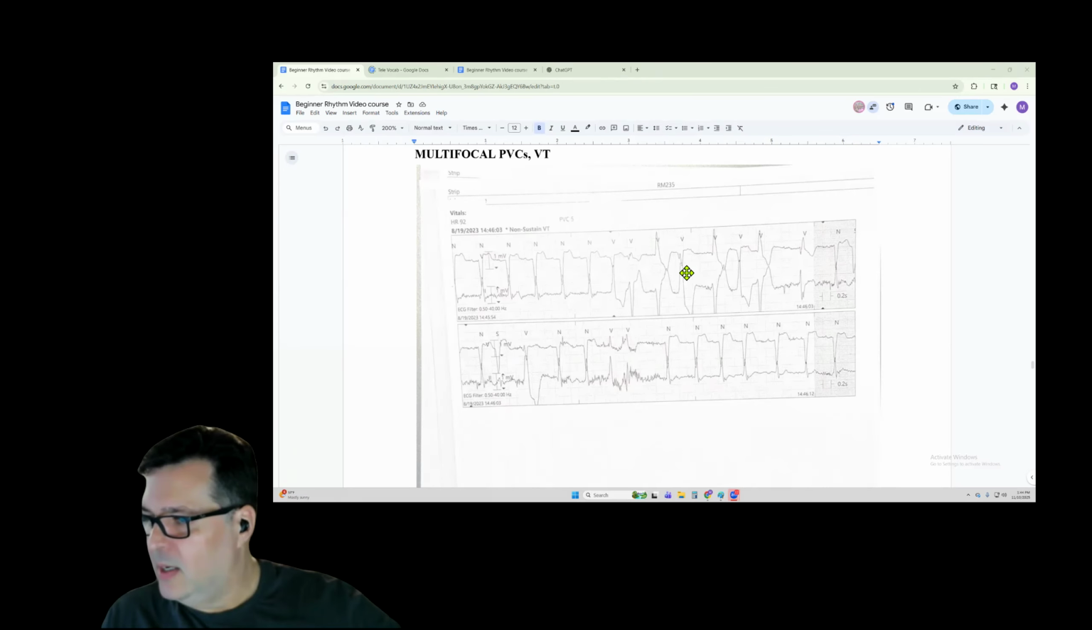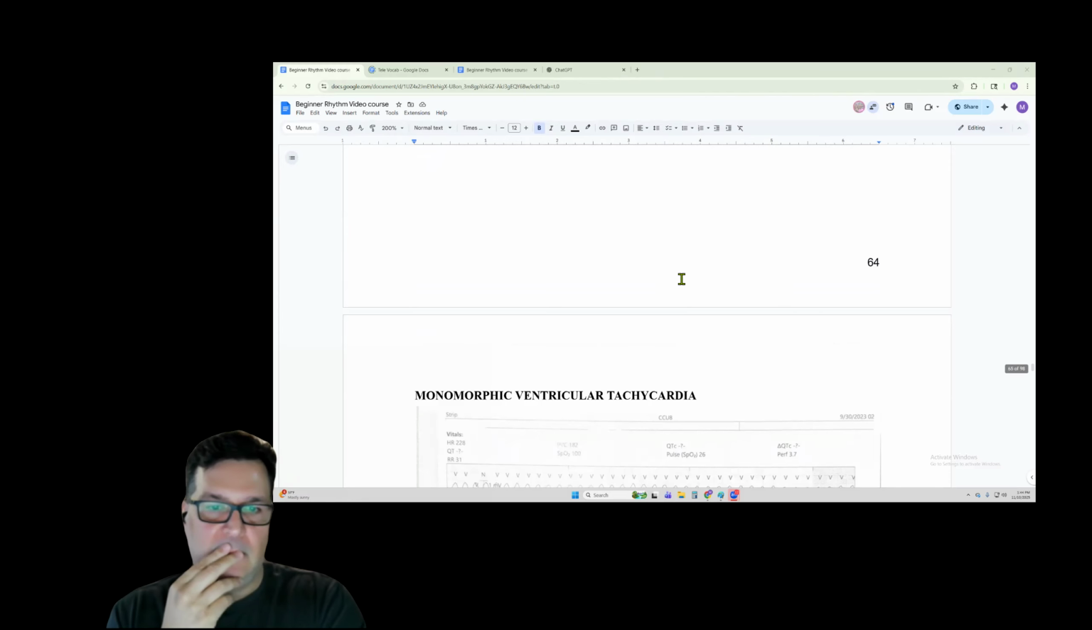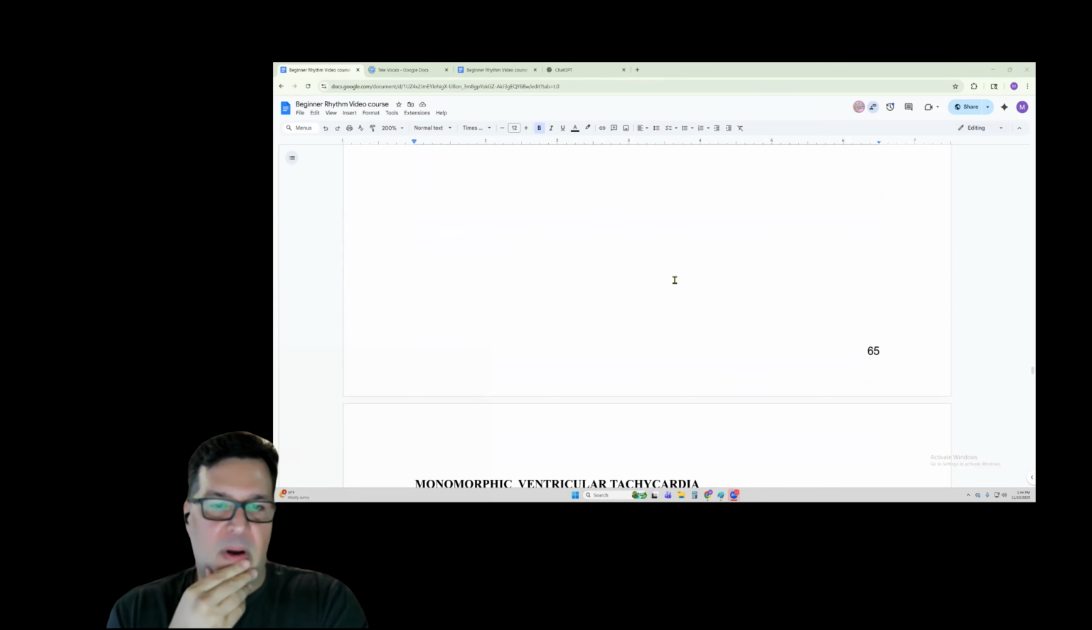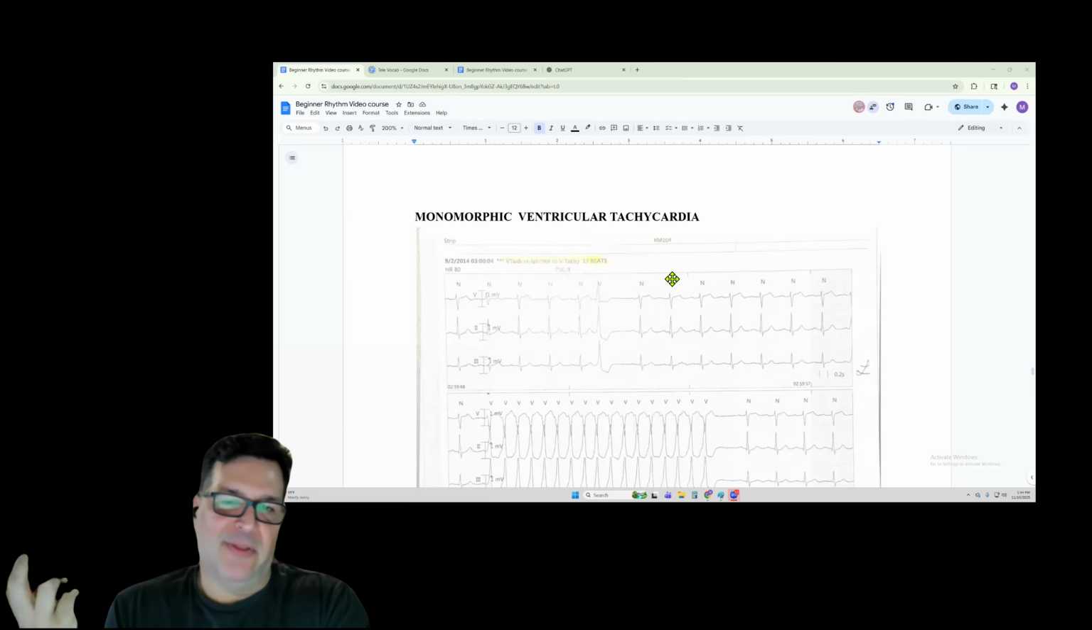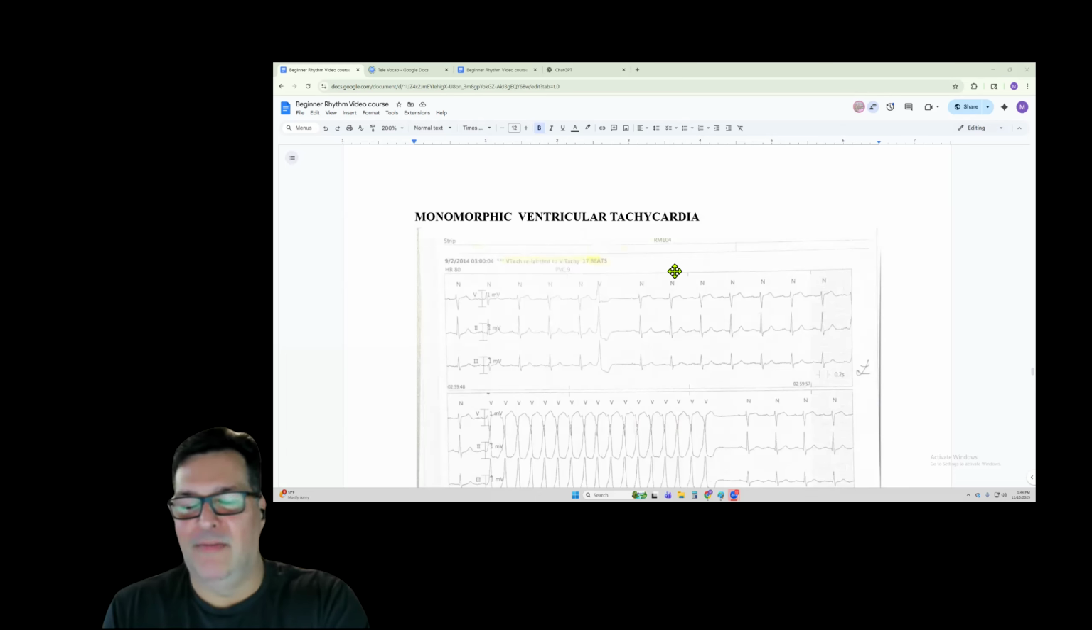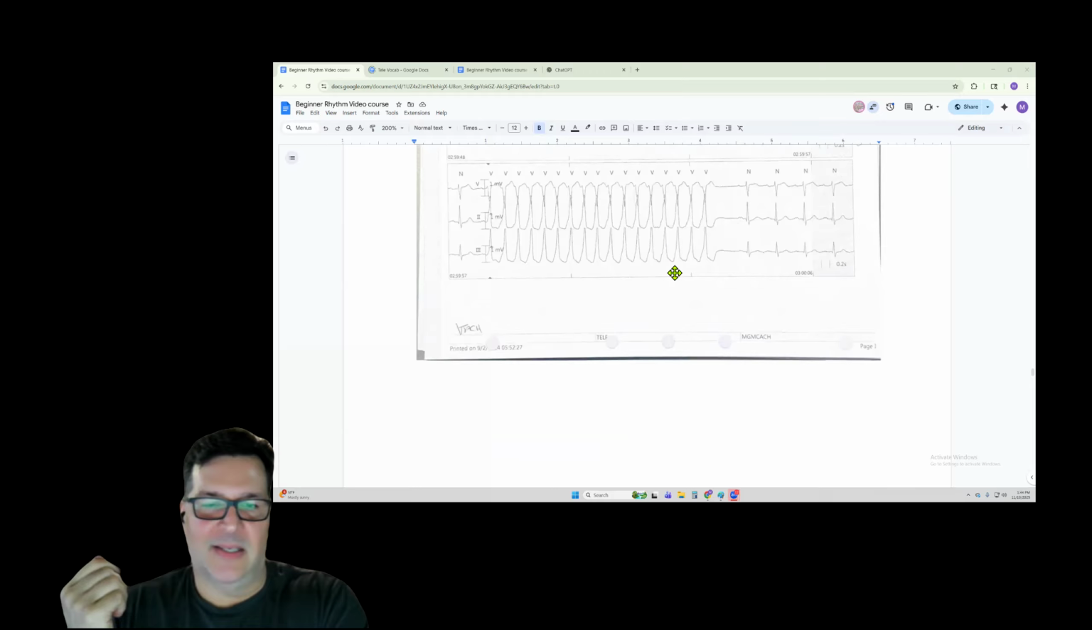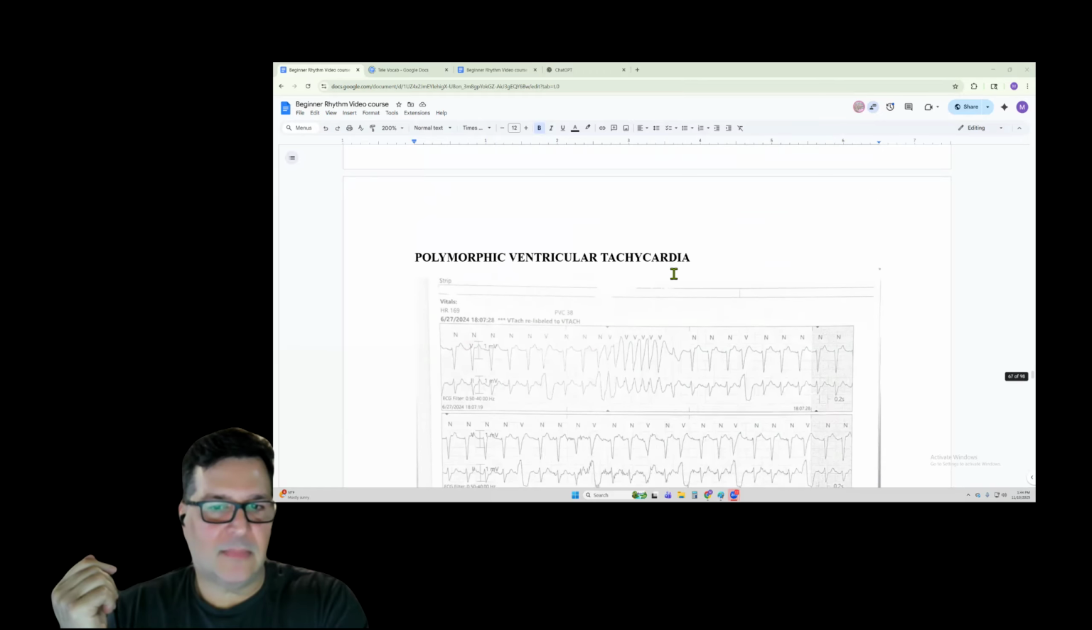All right, let's see what we got here. Monomorphic, polymorphic. Polymorphic just doesn't roll off the tongue for me, so I always end up calling it multifocal. It's the same, means the same thing to me.